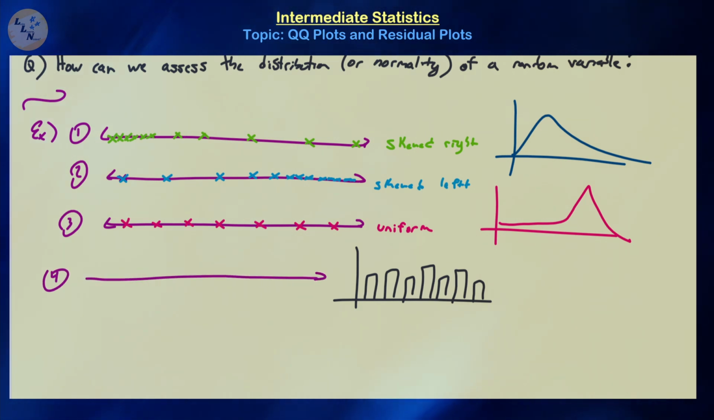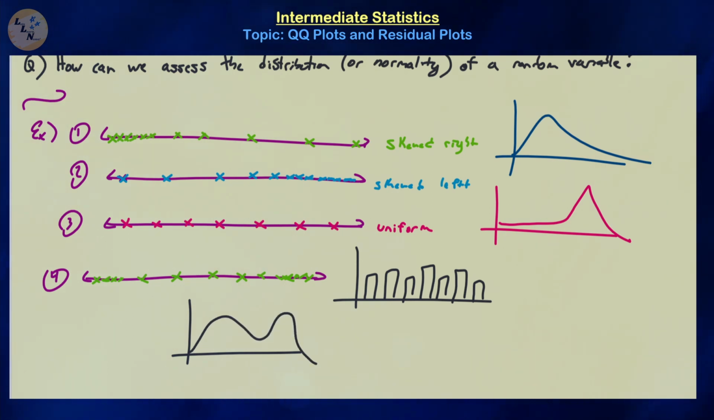What about something like this? So you have a couple clusters on the tails, and it sort of scatters in the middle. So what would that be? So if we would look at a two-dimensional plot, it would sort of look like that. So that would be a bimodal distribution.